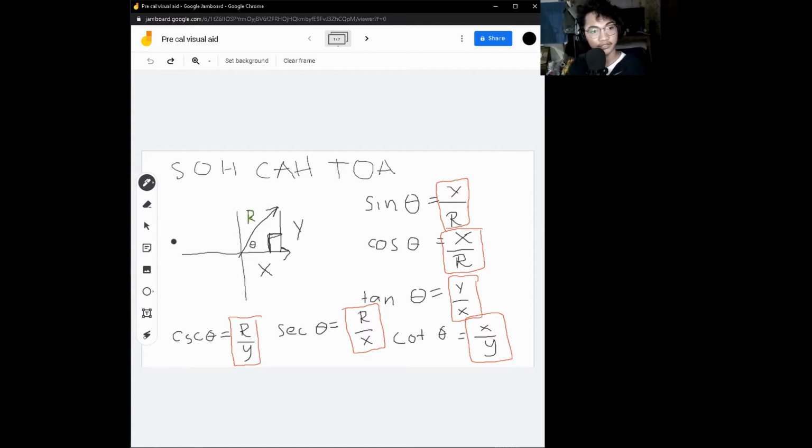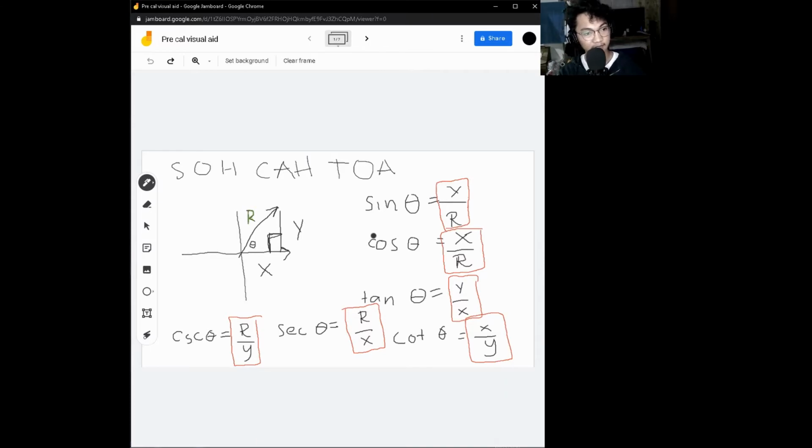So therefore, the equation becomes sine theta is equal to y. But when you're not dealing with a unit circle, sine theta is actually y over r. It's equal to the opposite side divided by the hypotenuse. Cosine theta, according to SOHCAHTOA, is equal to the adjacent side divided by the hypotenuse. So the adjacent side is x over the hypotenuse, which is r. Tangent theta is equal to the opposite side divided by the adjacent side, in TOA. So it's y divided by x.